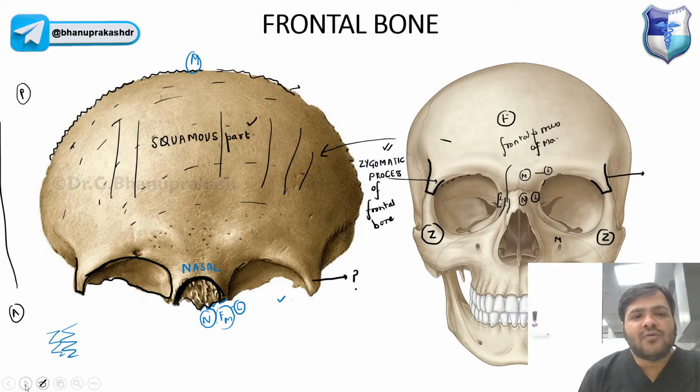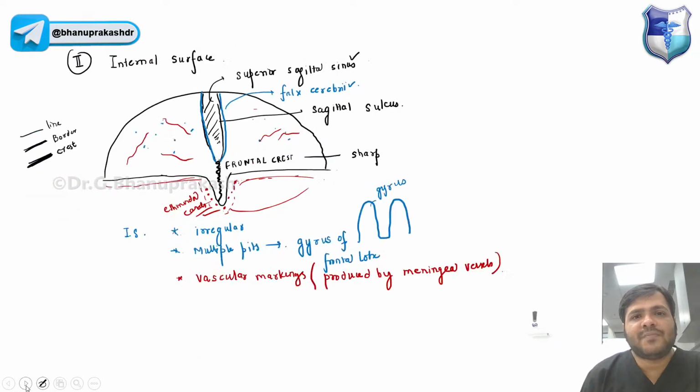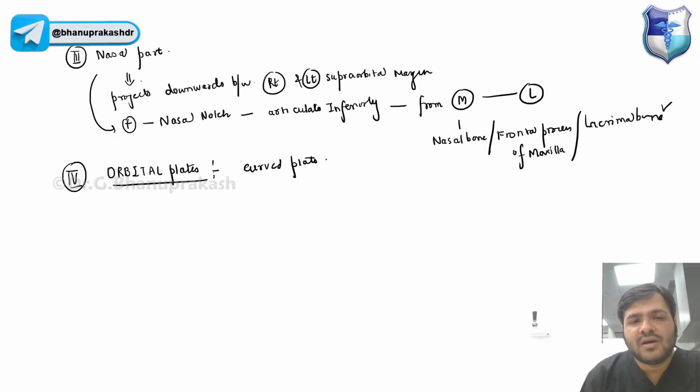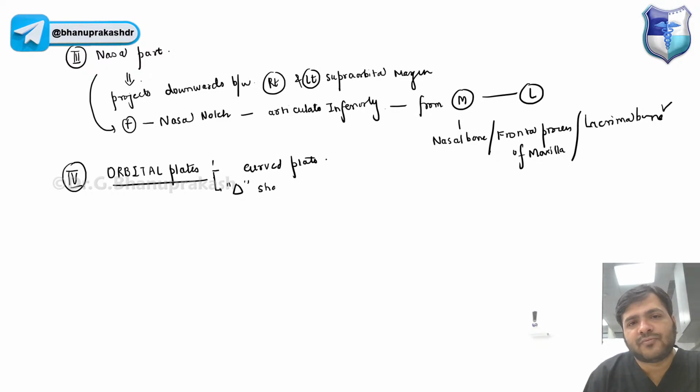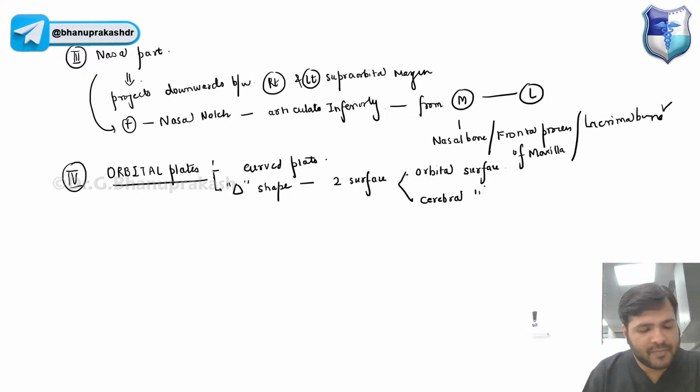Okay, if it is triangular in surface, let us quickly write down its parts. It is triangular in shape. So it has two surfaces. Remember, we have the orbital surface and we have the cerebral surface.